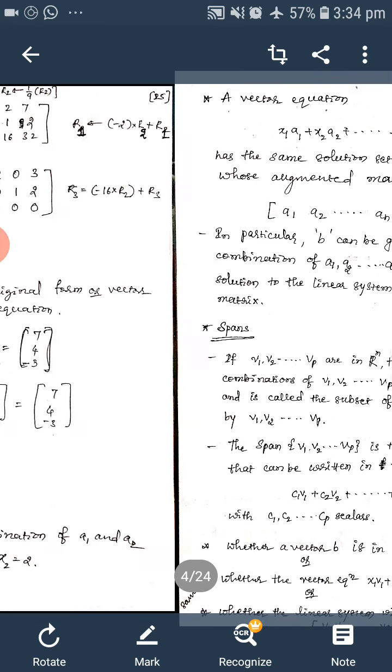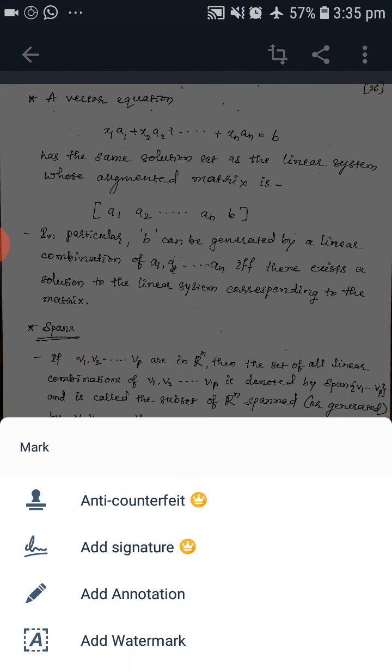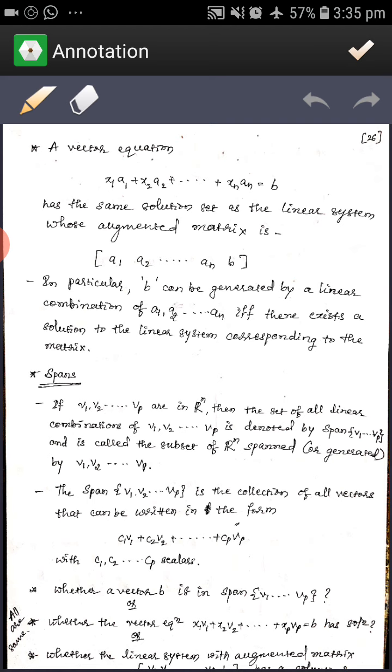Similarly, the vector equation, which is the same linear combination, we can write as x1 a1 plus x2 a2 plus and so on up to xn an equals b. The augmented matrix in general is a1, a2, and so on, that is the A matrix, and this is B. Here x is the variables.